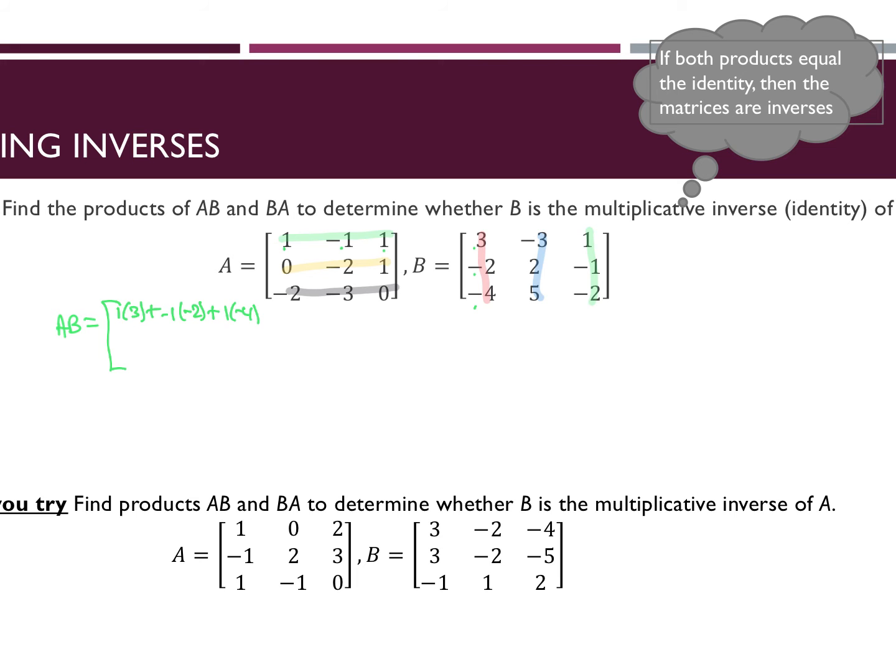And then I'll use the green row into the blue. 1 times -3, -1 times 2, 1 times 5. Then we'll switch it up and we'll use the yellow row, 0 times 3, -2 times -2, 1 times -4. And then we'll use the blue row.